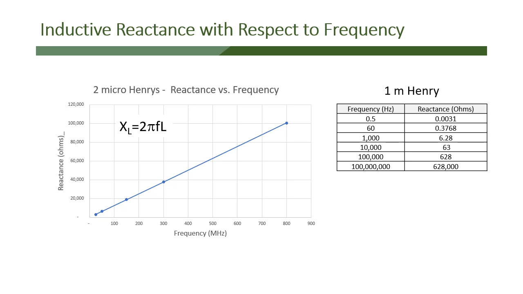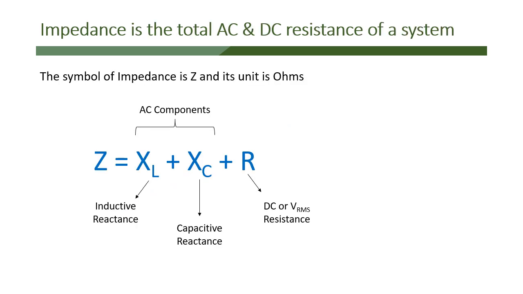We have the graph is 2 microhenries versus frequency, and the table is 1 millihenry with respect to frequency. And you can see in the table and the graph, as the frequency increases, the resistance increases, which means it's the exact opposite of a capacitor.